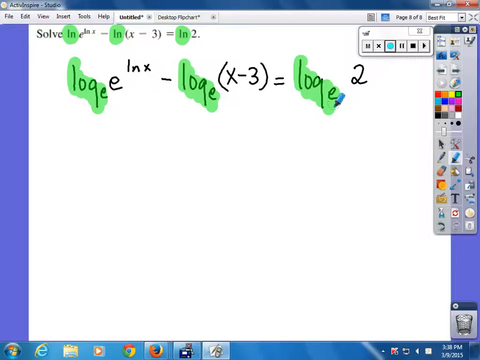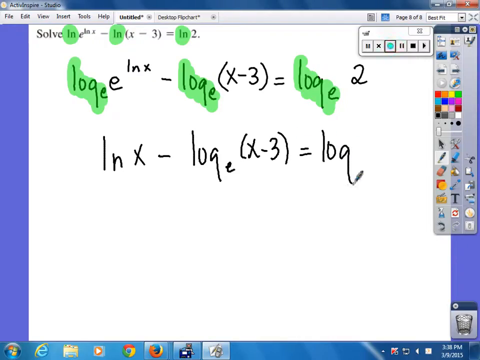Now look what we have here. What's log base e of e? 1. And e to the natural log of x is natural log of x. Then you can change that back to log base e of x. You can do log base e of x minus 3 equals log base e of 2. And I'm going to change this back to log base e of x.